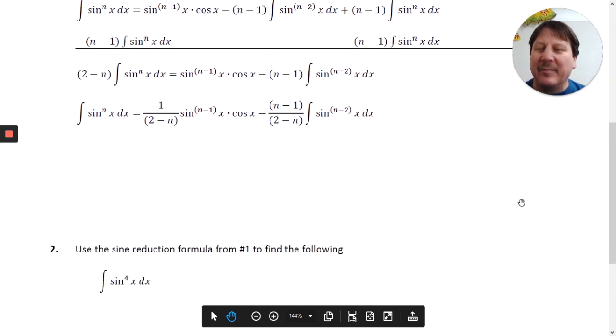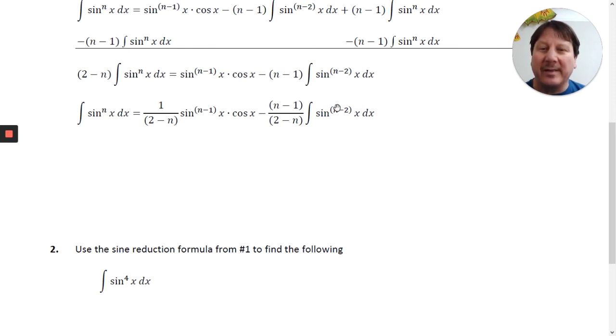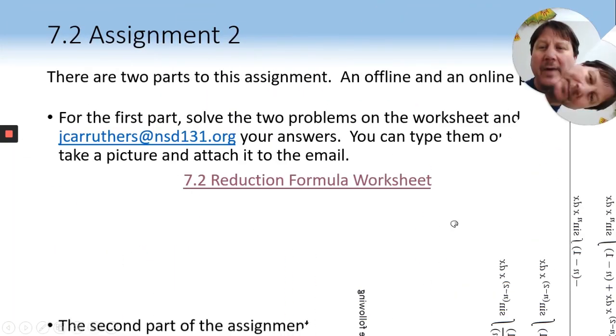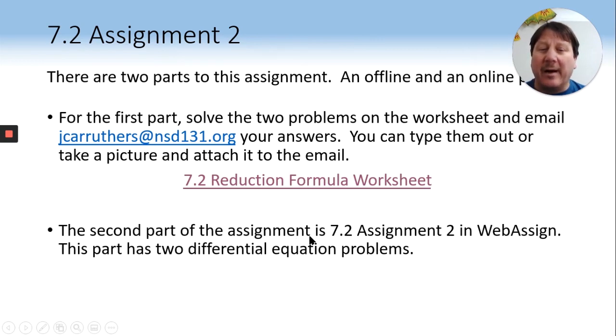And then problem 2 is to use that formula on the sine of power 4. I do believe that you're going to have to use it twice, because you go from sine of power 4 down to sine squared, and then go from sine squared down to 1, basically sine to the power of 0. Okay, and then the second part is going to be online, 7.2 assignment 2 in WebAssign.